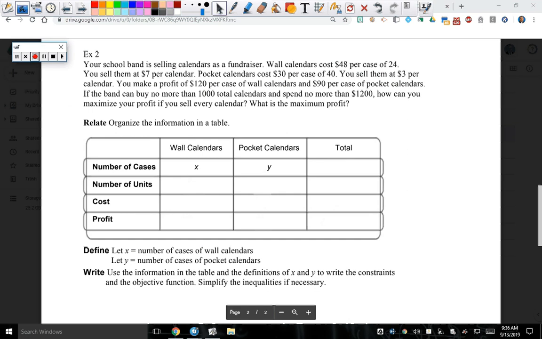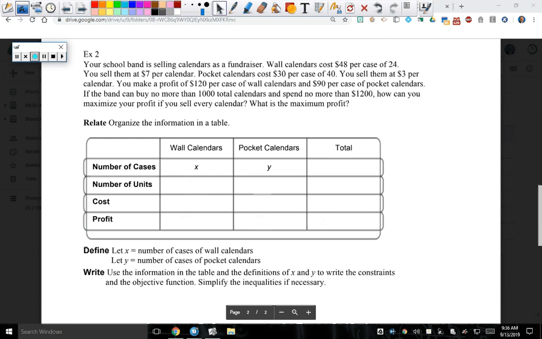Here we go. The first one says, your school band is selling calendars as a fundraiser. Wall calendars cost $48 per case of 24. You sell them at $7 per calendar. Pocket calendars cost $30 per case of 40. You sell them at $3 per calendar. You make a profit of $120 per case of wall calendars and $90 per case of pocket calendars.